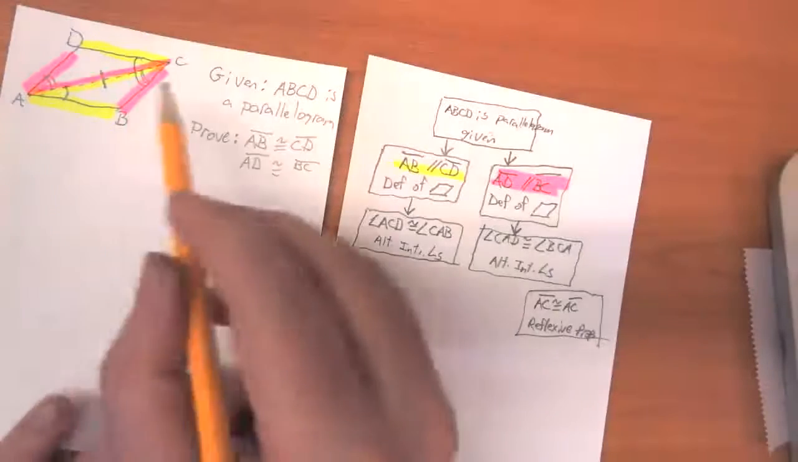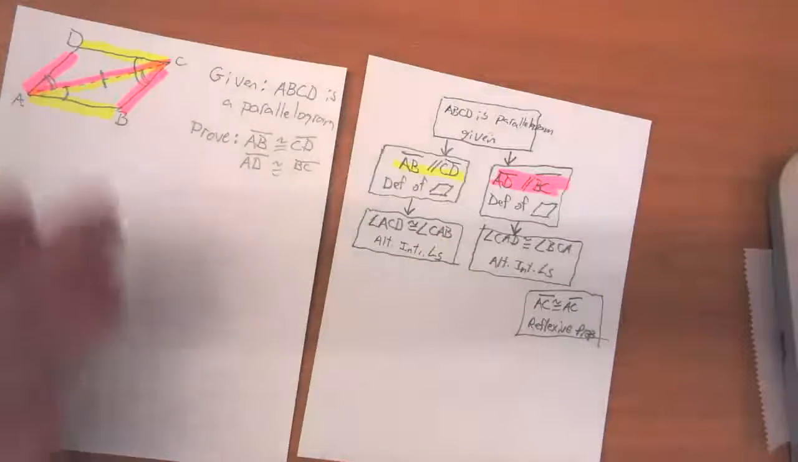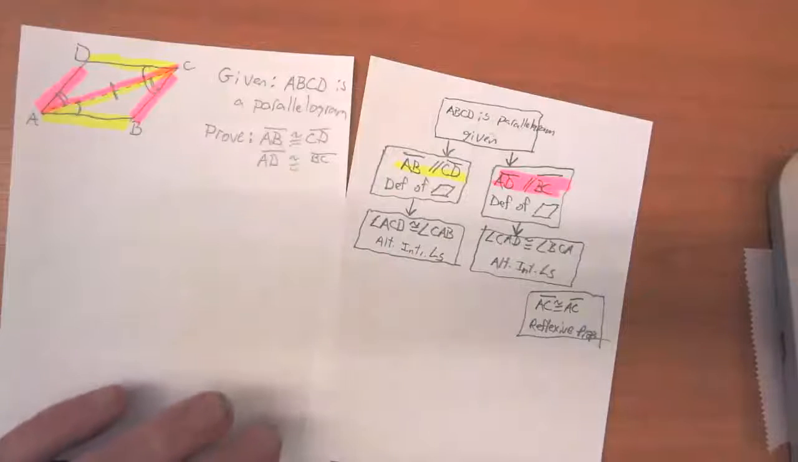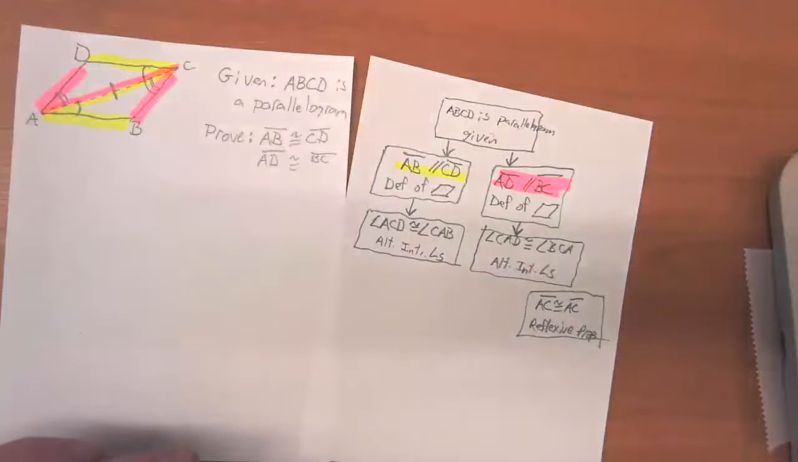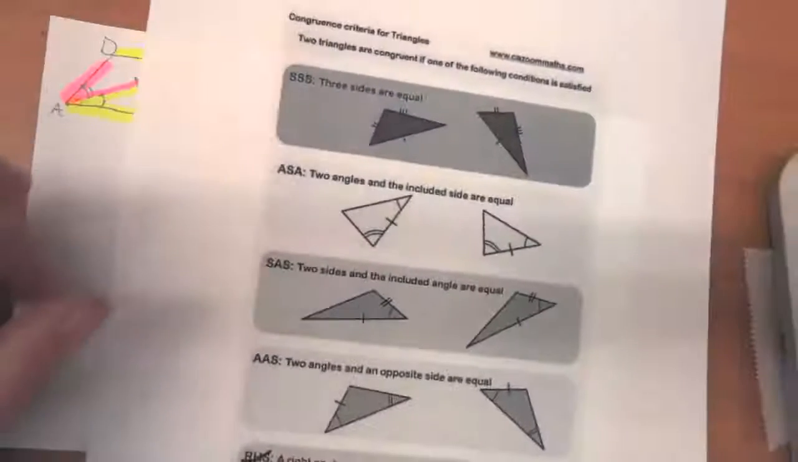So now that I've got these three facts, how can I work from here to prove that that top and bottom triangle are congruent? Well, you need three facts in order to prove congruent triangles. And so what I'm going to do is I'm going to get my triangle congruence sheet out.